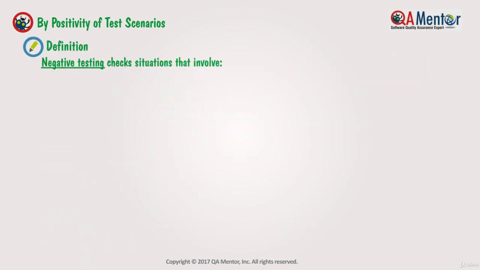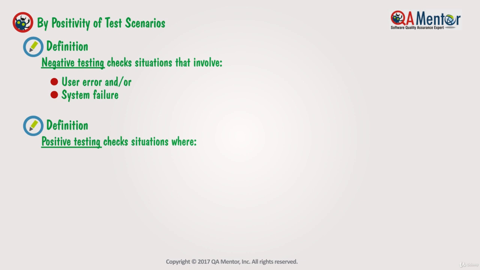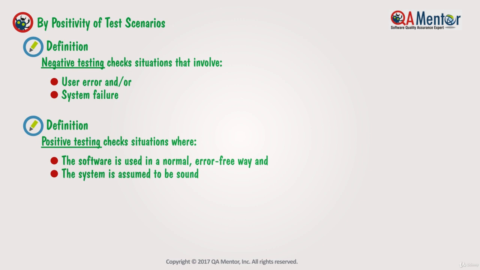Negative testing checks situations that involve user error and/or system failure. Positive testing checks situations where the software is used in a normal, error-free way and the system is assumed to be sound. Below are some important points.